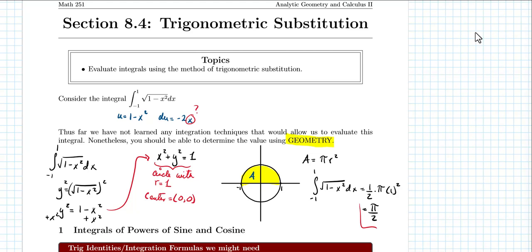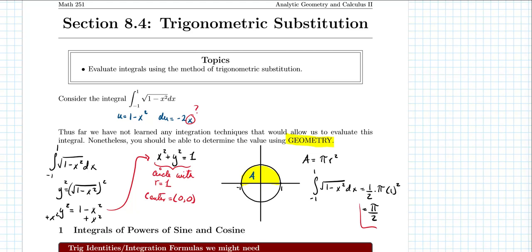Now, the problem with this type of integral arrives when we don't have a definite integral. Because if we get rid of the bounds, we wouldn't know what the radius of the circle would be, so we really wouldn't know how to do this problem. And this is where the new technique of trigonometric substitution will come into play.